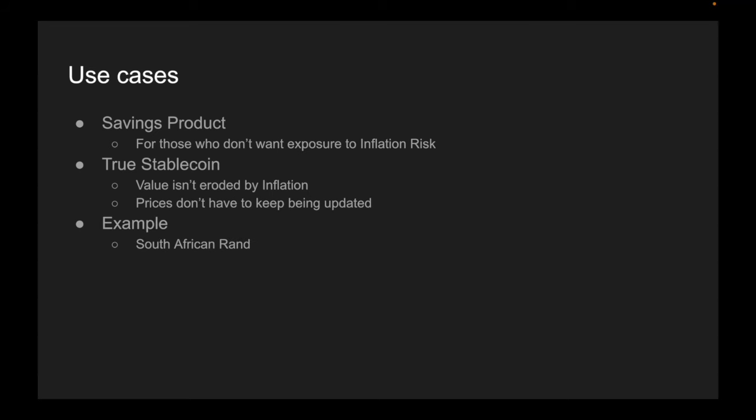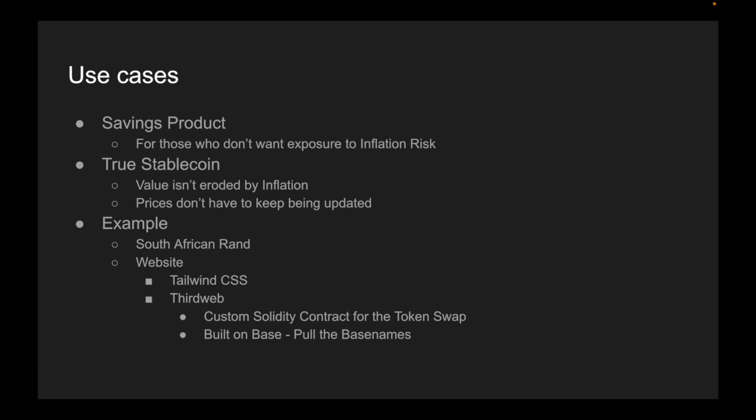So an example that we're going to demonstrate in the video with the website is the South African Rand. And in the website, we use Tailwind CSS as well as Thirdweb for our blockchain. We did even create a custom Solidity contract for the token swap. I've built this on the Base chain, and what we're going to see is we're going to pull in Base names, and we're going to be using the Coinbase Smart Wallet to log in and interact with this app. So yeah, let's jump into it.